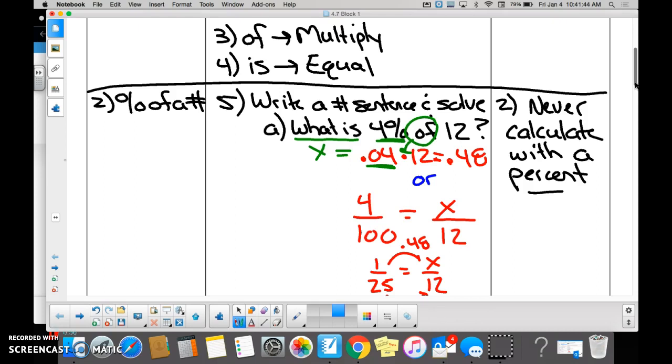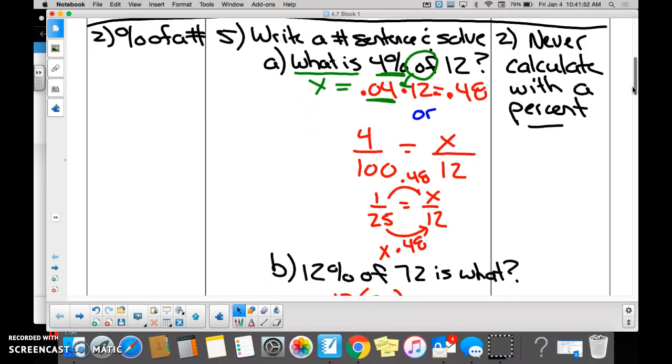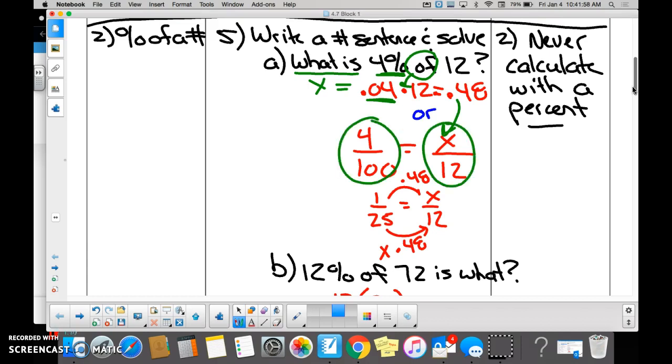12 is 12. 0.04 times 12 is 0.48. Yes, no? Yes. Excellent. Could you turn that into a proportion? Yes. If you look down here, we actually turned it into a proportion, because we know 4% of 100 is the same as something over 12. We lined up the labels. These two are percents, and these two are the numbers we're trying to calculate, right?